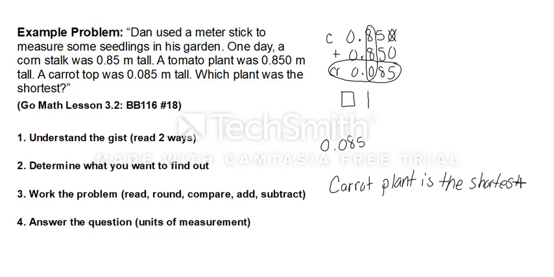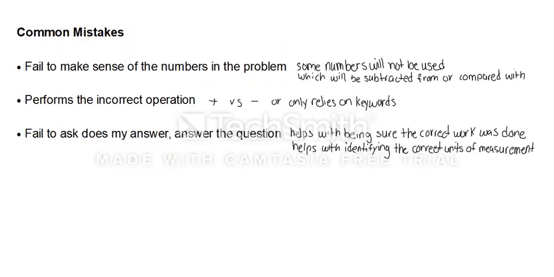Okay, let's move on then to some common mistakes. Common mistakes that I see are students failing to make sense of the numbers in the problem. Remember, reading it two ways is going to help you make sense of not only the problem and the story, but also the numbers. Some numbers will not even be used, so make sure you're understanding that. And then which will be subtracted from or compared with. So you need to read it a couple times so you know exactly what you're going to be doing in the problem and which numbers you are going to be subtracting from and what all the numbers mean.